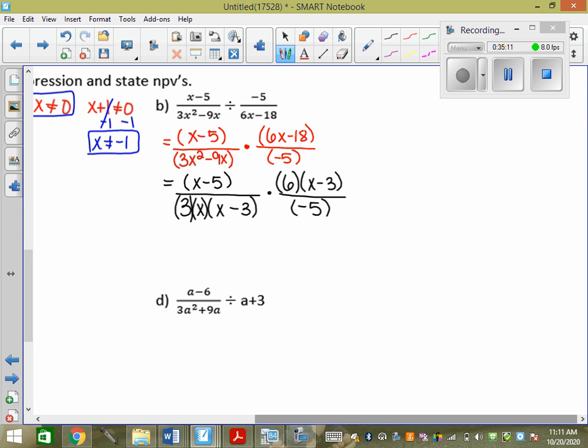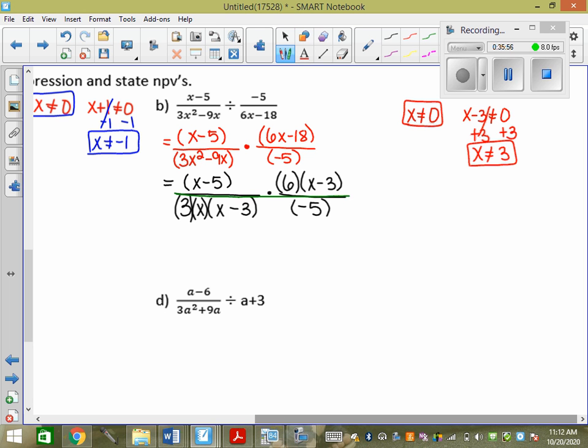What's the catch? I have to state my NPVs, but because it was division, so this is the catch, though, that you have to watch yourself on. Because it was division, you have to do the top right as well, but people see multiplication and don't. So you have to remember that this was division. So I have to state non-permissible values for the 3, which doesn't get me anything. For the x cannot equal 0. For the x minus 3 cannot equal 0. For the 6, which doesn't get me anything. The x minus 3 I've already stated. The negative 5 doesn't get me anything. So I only have 2 non-permissible values.